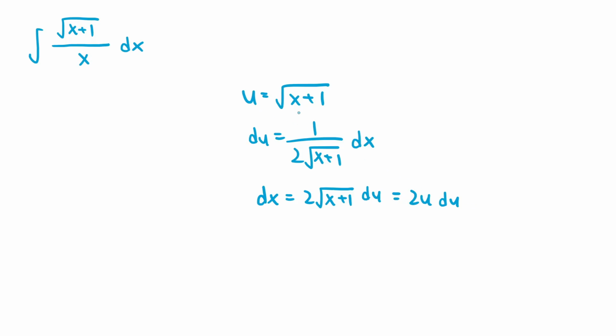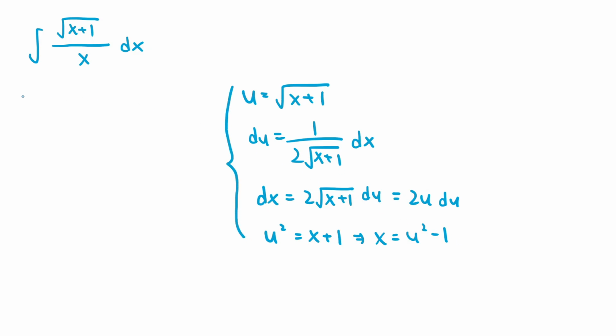Since u equals the square root of x plus 1, if we square both sides of the equation, we get u squared equals x plus 1. And if we subtract 1 from both sides of the equation, we just get x equals u squared minus 1 after switching the order of the equation.